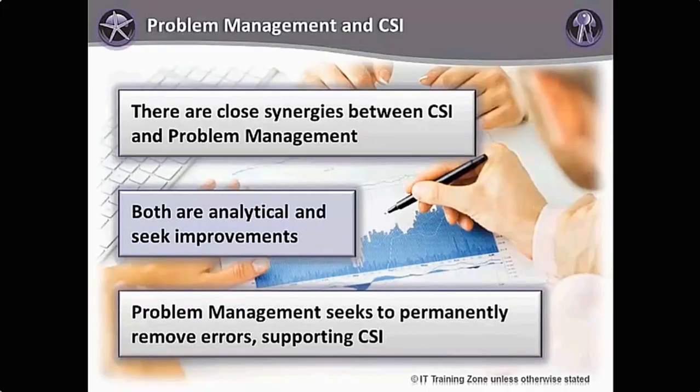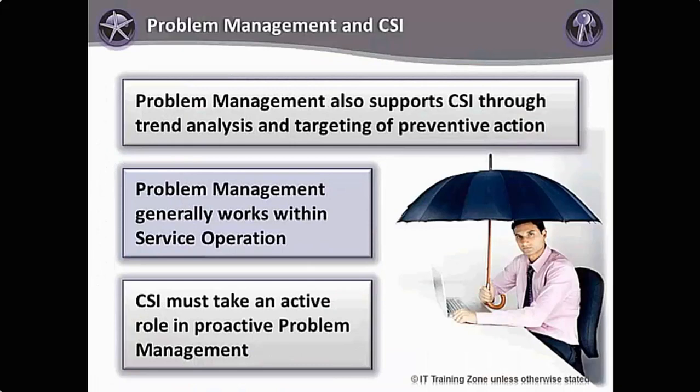The next process we should consider alongside continual service improvement is that of problem management. There are close synergies between continual service improvement and problem management. Both are analytical and are tasked with making improvements. Problem management aims to identify and permanently remove errors that impact services from the infrastructure. This directly supports the continual service improvement activities of identifying and implementing service improvements. Problem management also supports continual service improvement activities through trend analysis and the targeting of preventive action.